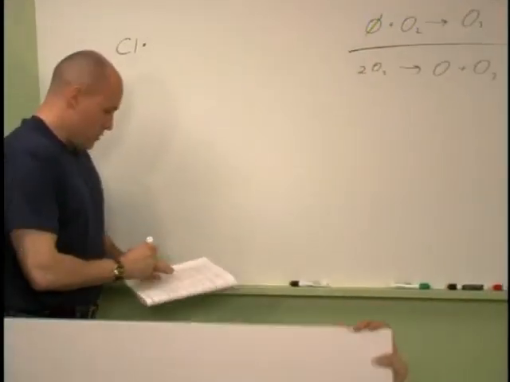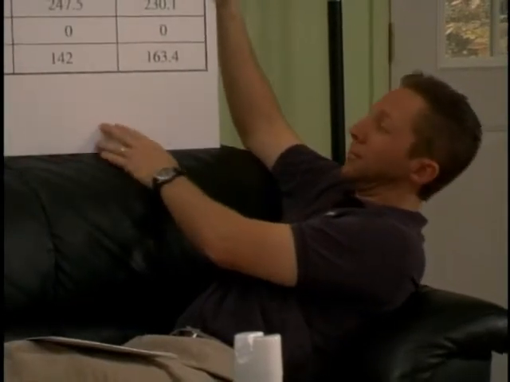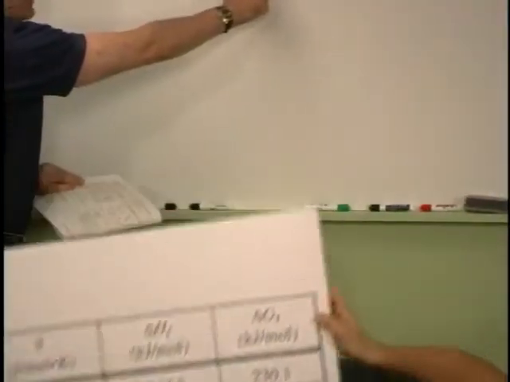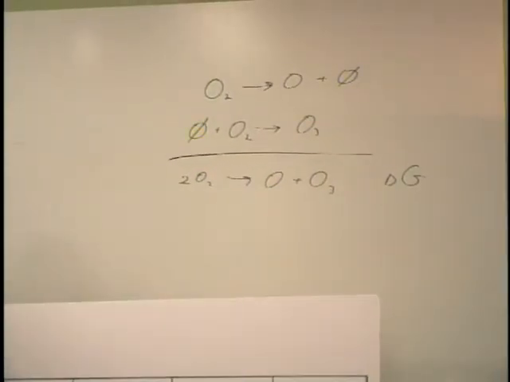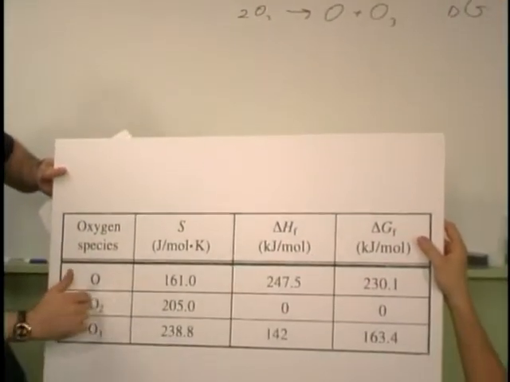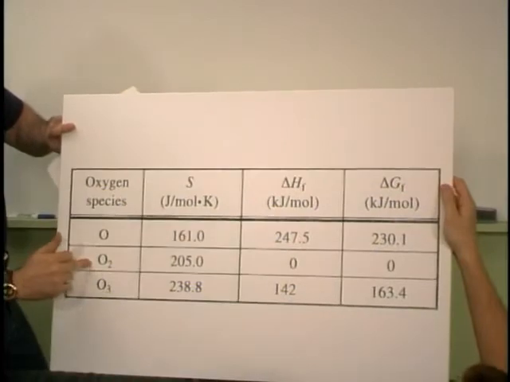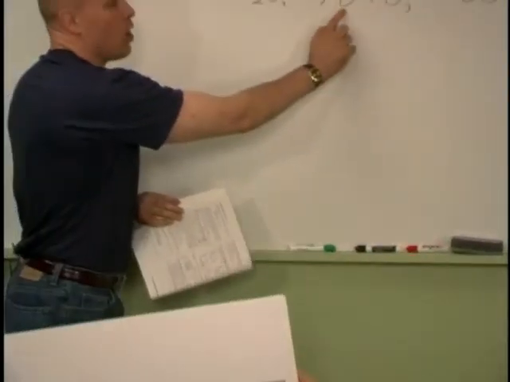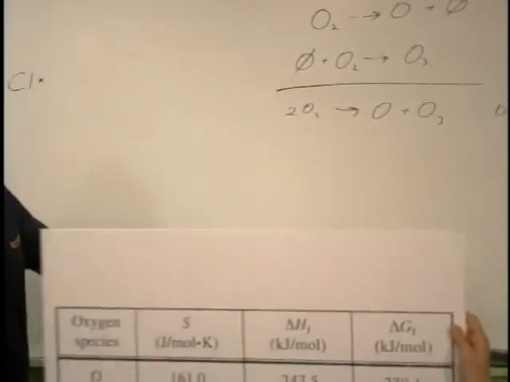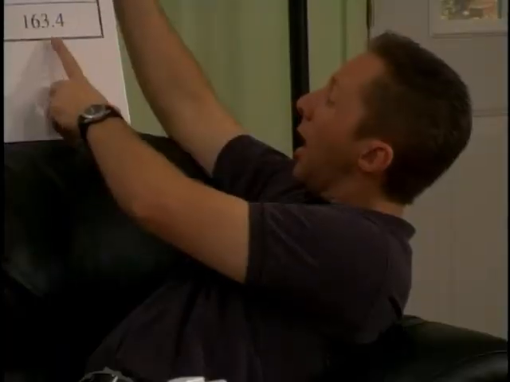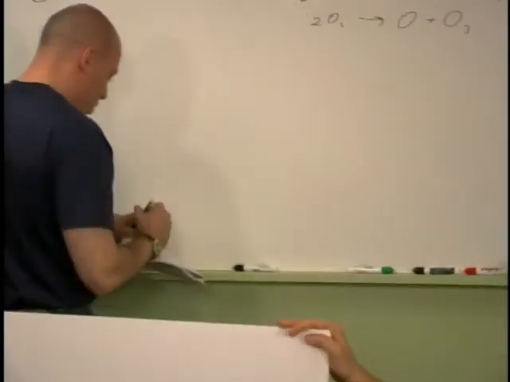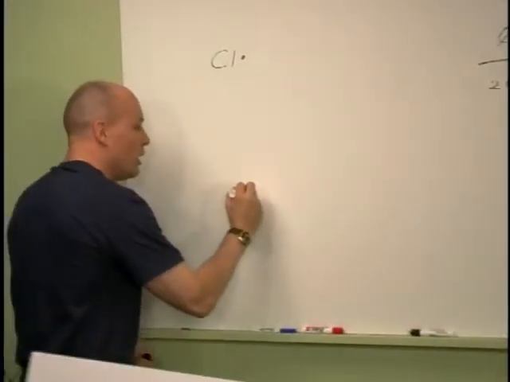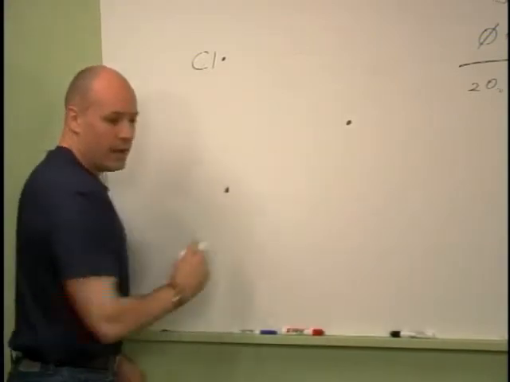From table 1, thank you, Jordan, we take a look, and our reactant is O2. And O2 has how much Gibbs free energy? According to the table, 0. And this is the Gibbs free energy of formation. Then the products are O and O3, and what is the free energy of the products? 163 for O3 and 230 for O. So higher. On the graph, we're looking to go from low to high.